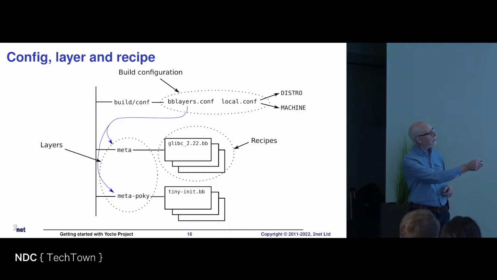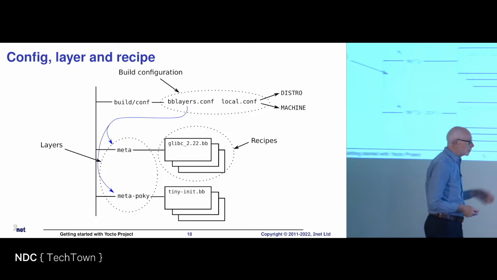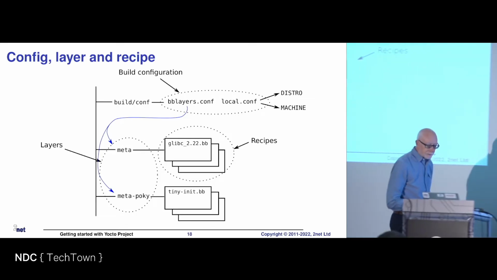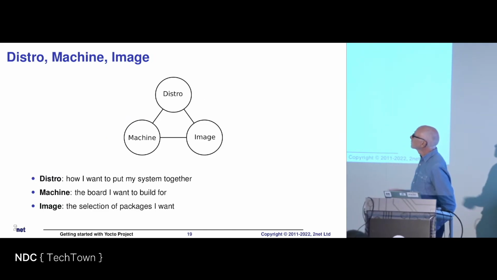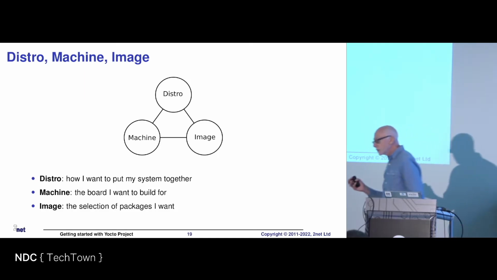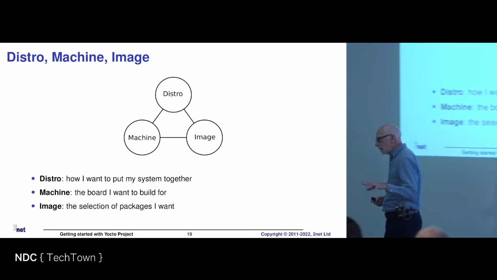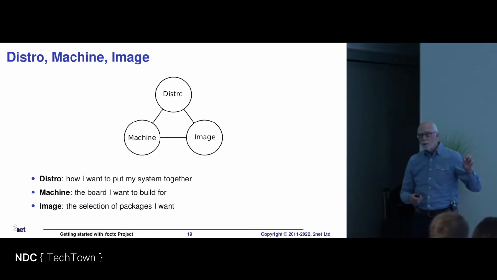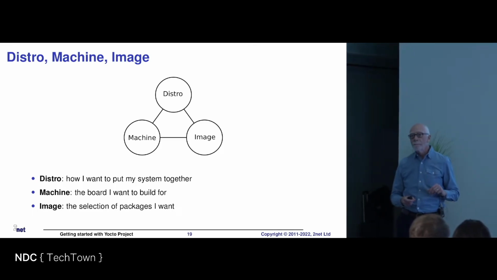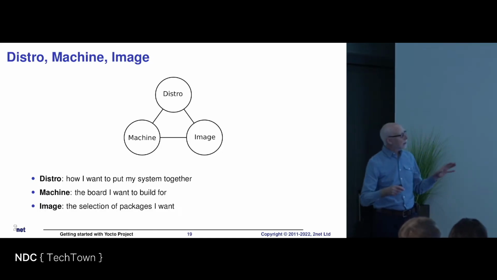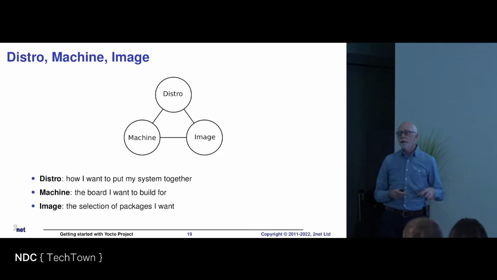So bblayers is pointing to my layers, and then local.conf, that is the local configuration, which includes things like the machine and the distro that I want to base my build on. So this brings us then to 3 central concepts to Yocto: the distro, the machine, and the image. And these are kind of 3 variables. You can change them independently of each other, which is quite neat. So let's just go through them.